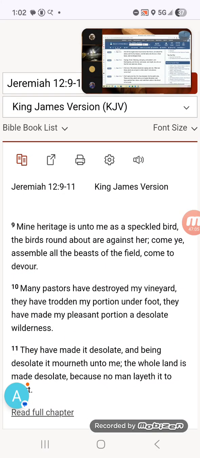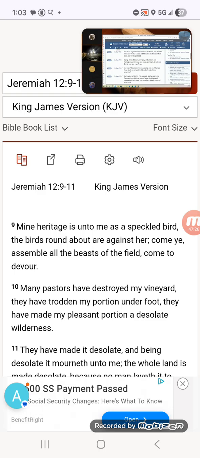Mine heritage is unto me as a speckled bird. The birds round about her are against her. Come ye, assemble all the beasts of the field, come to devour. You also read in the scripture that all the nations are confederate against us.